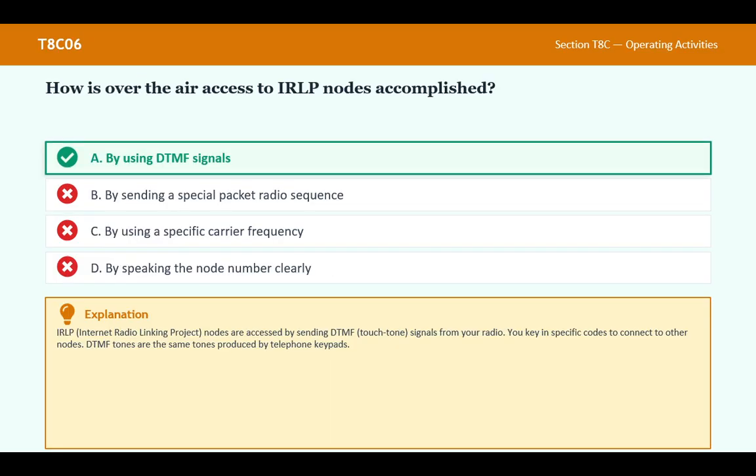How is over-the-air access to IRLP nodes accomplished? A. By using DTMF signals. IRLP, or Internet Radio Linking Project, nodes are accessed by sending DTMF touchtone signals from your radio. You key in specific codes to connect to other nodes. DTMF tones are the same tones produced by telephone keypads.